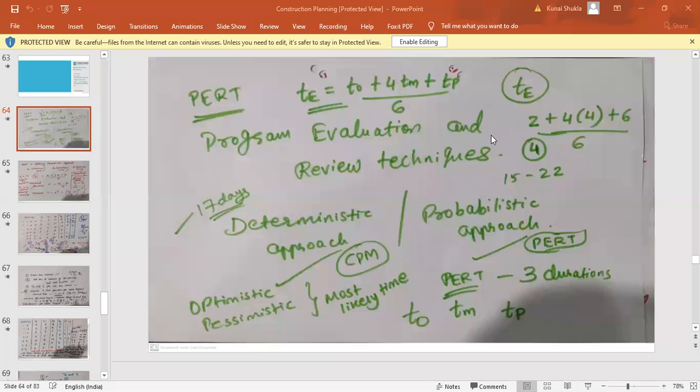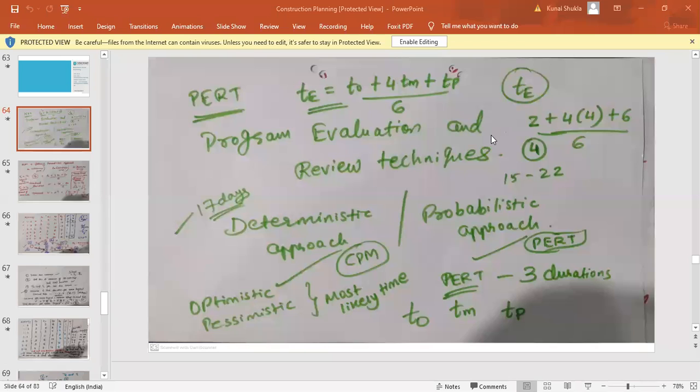If you go to the site and analyze an activity, can you find out the duration? Yes, I can predict that this activity will take only 8 days. Such an approach is called a deterministic approach, where I can determine the time period of any particular activity.